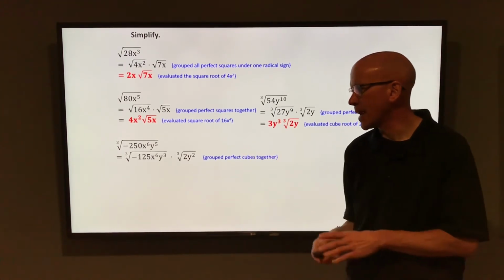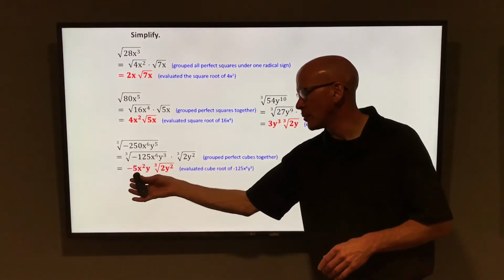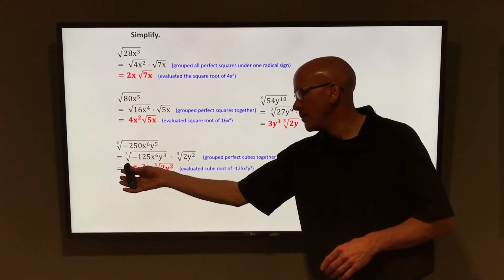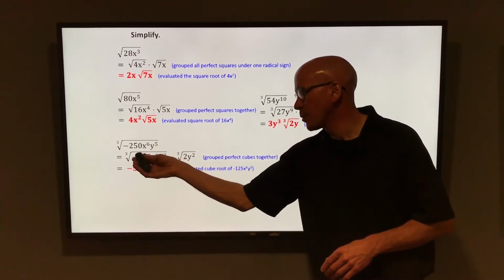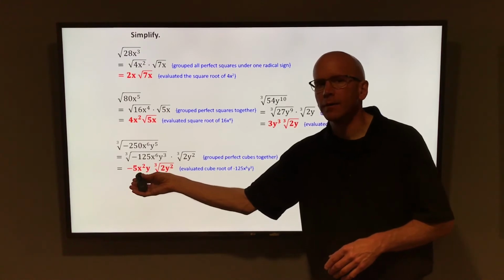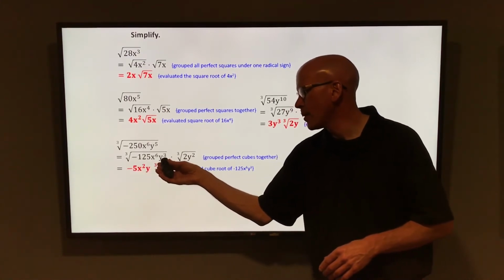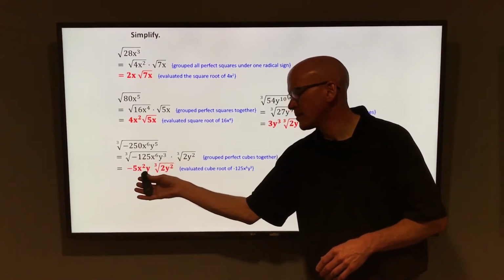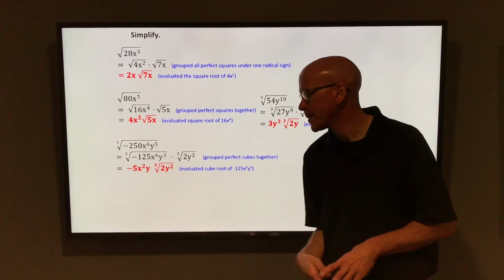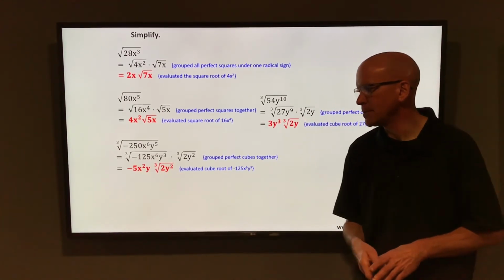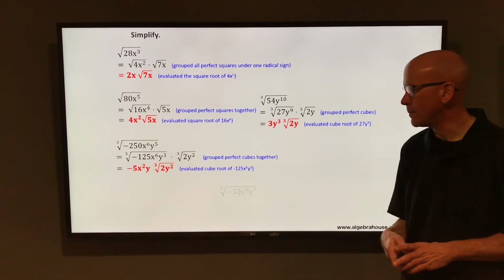Back to that first radical, the cube root of negative 125, as said earlier, was negative 5. And the cube root of x to the 6th, just divide the exponent by the root, that is x squared. And the cube root of y to the third, again, divide the exponent by the root. That is y to the first, or just y. So it'd be negative 5x squared y times the cube root of 2y squared.